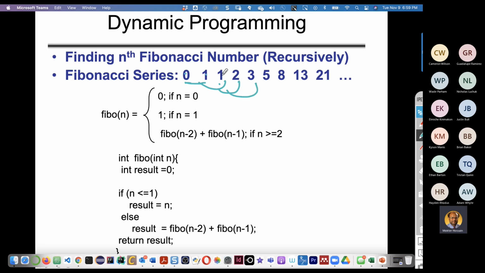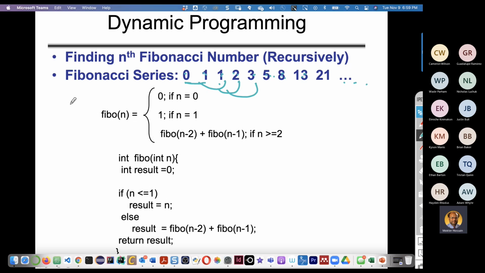Okay, 0 plus 1 equal to 1, 1 plus 1 is 2, 1 plus 2 is 3, 2 plus 3 is 5, 3 plus 5 is 8, 5 plus 8 is 13, 8 plus 13 is 21, and so on. So this is a recursive method. It's a recursive Fibonacci number. Do you remember that this is a recursive method? How do we implement it?